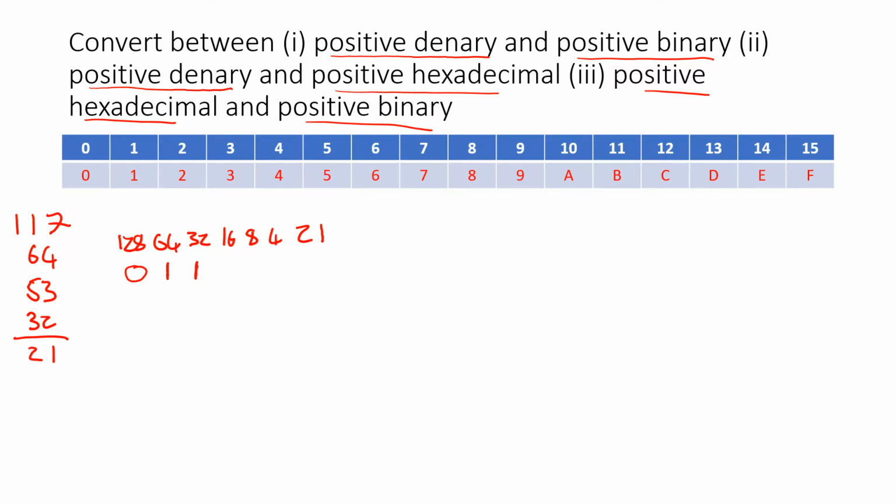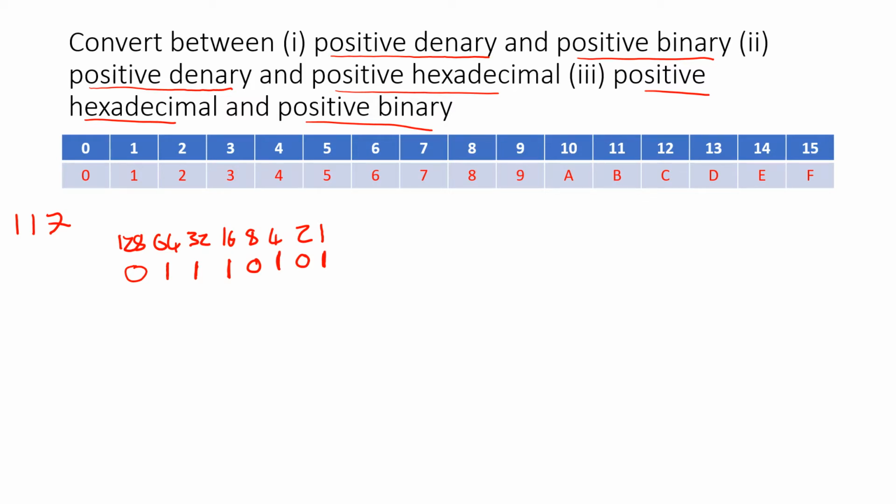Now, does 16 fit into 21? Yes, it does. So we put a 1, and we put 16 here. So now we do 21 take away 16 to give us 5. So we've got 5 left. Does 8 fit into 5? No, it doesn't. Does 4? Yes, it does. So we do 5 take away 4 to give us 1. 2 does not fit into 1, but 1 does fit into 1. So that gives us our binary value for 117 there.